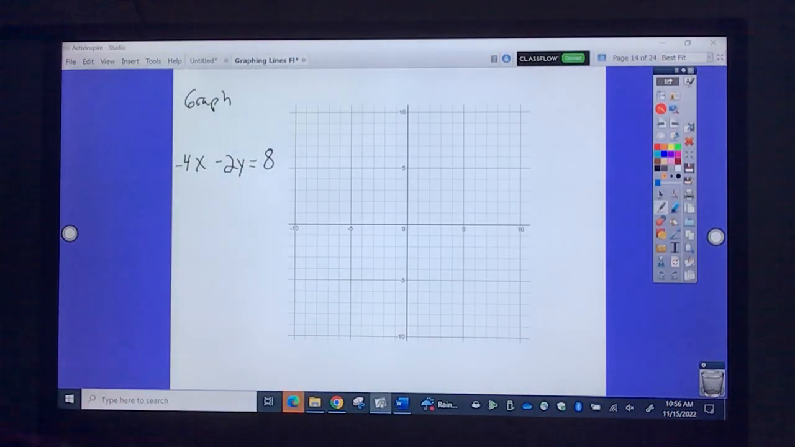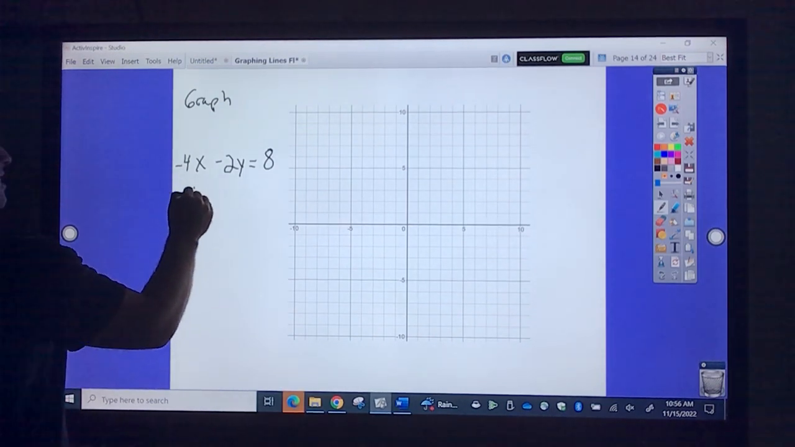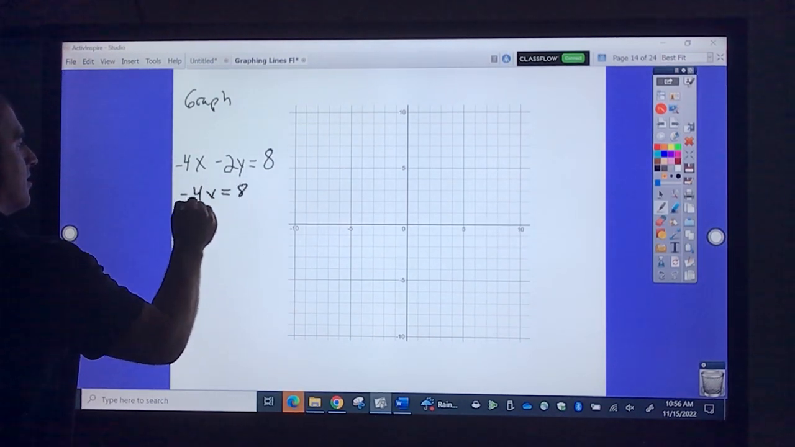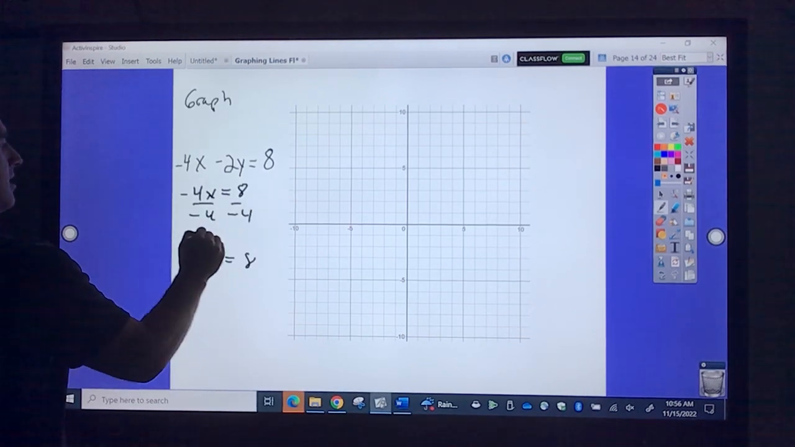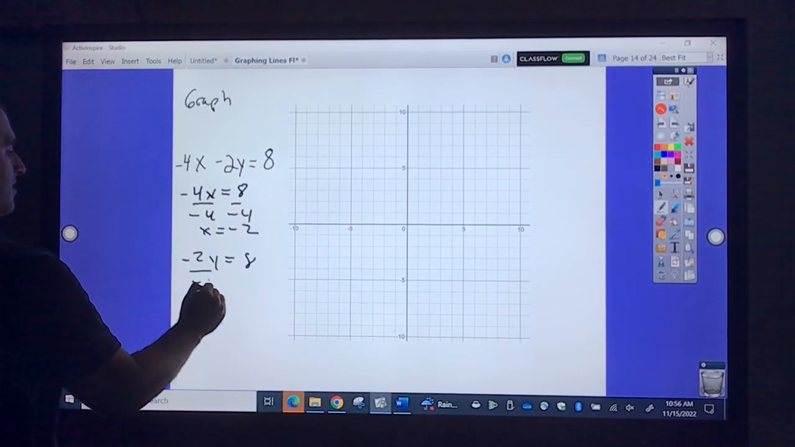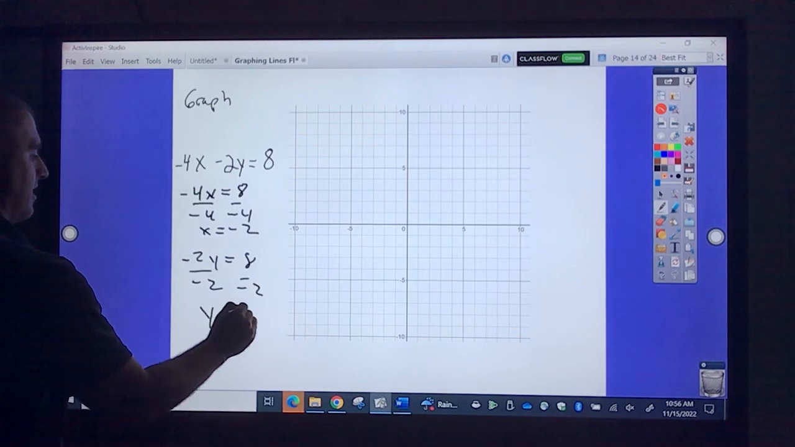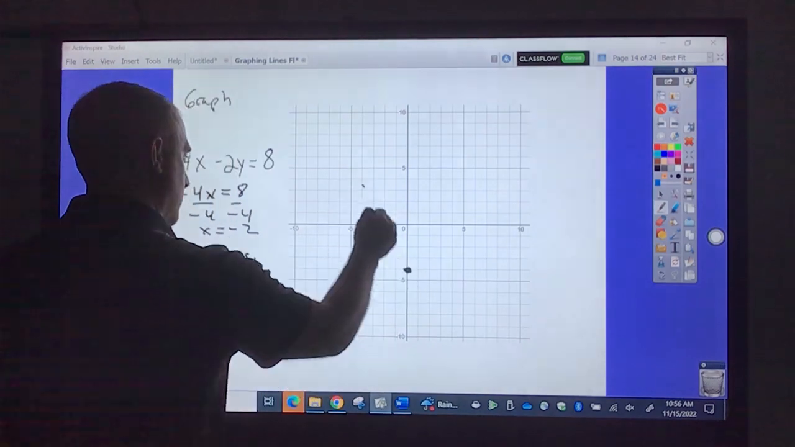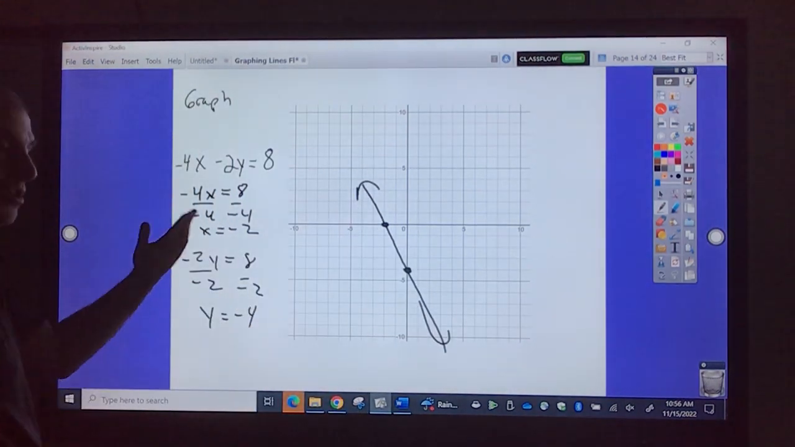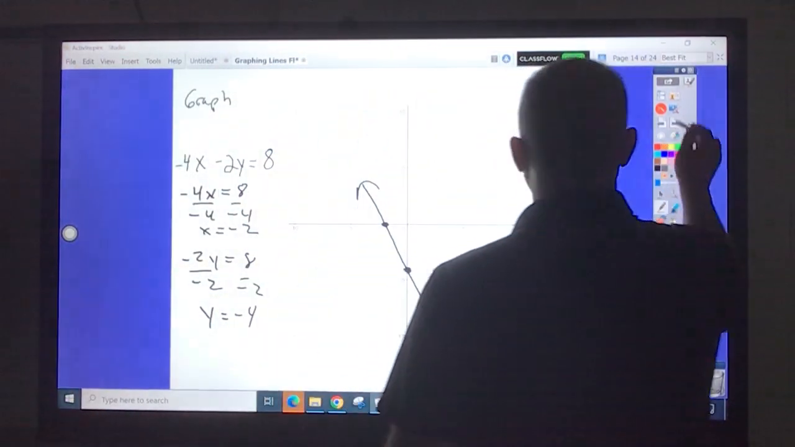I'll just show the one way here. -4x equals 8. -2y equals 8. Divide by -4, x equals -2. Divide by -2, y equals -4. So I got x is -2, y is -4. Connect the dots. You could also get that in y equals.